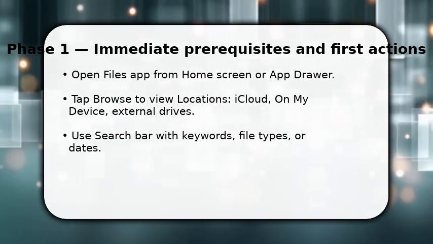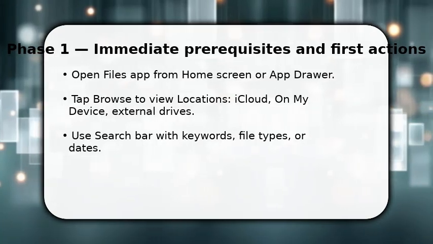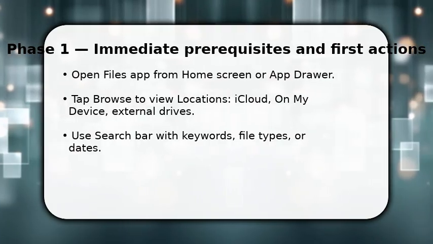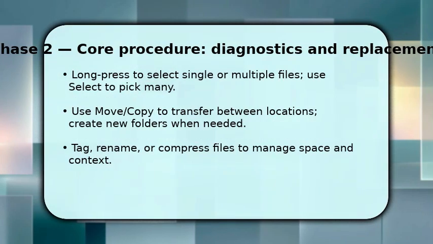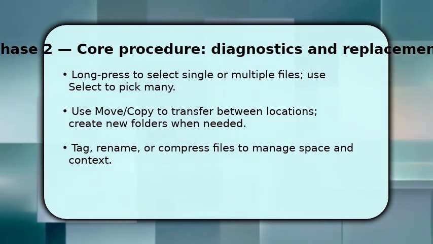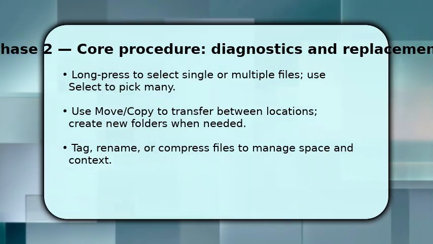Once done, use the search bar at the top to filter by name, type, or date. This is faster than scrolling, and it helps you understand where copies live versus originals. After locating items, select one or many by long pressing or tap Select for bulk actions. You'll see options like Move, Copy, Delete, and Info.